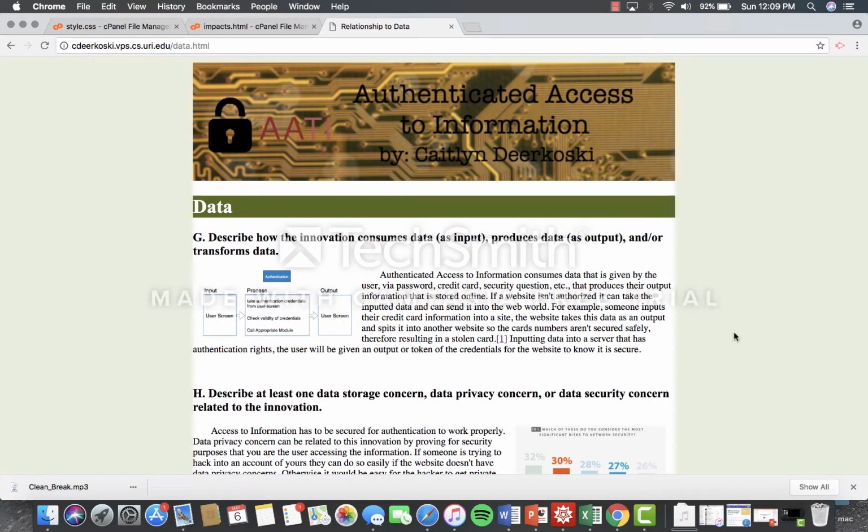So on the data page here for letter G, I'm going to describe how the innovation consumes data as an input, produces data as an output, and/or transforms this data. So authenticated access to information consumes data and outputs it by asking for a user's data and outputting it into that site. So for the picture here, you can see the person inputs something into the screen, like credit card information. They process it, make sure it's valid with the credentials, and then they output it, so only that website would have it.